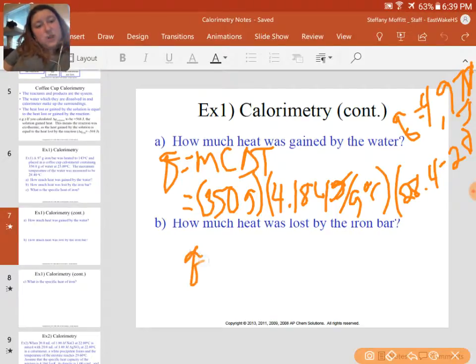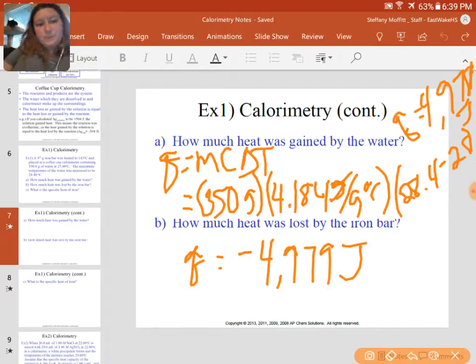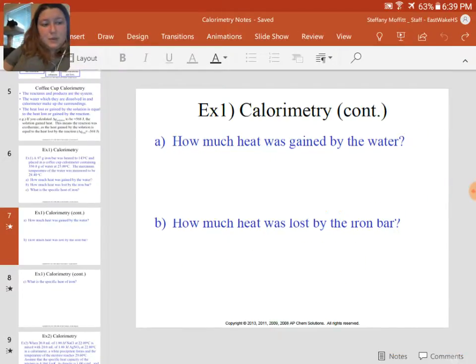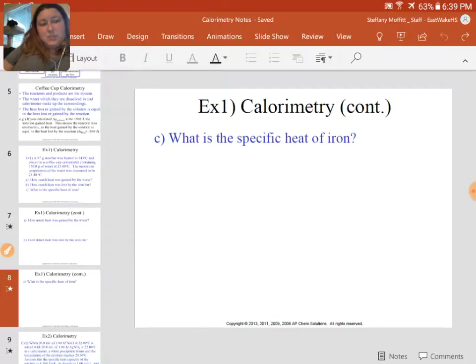It's just the negative of that number. Q equals negative 4,979 joules. Very simple. Then from there, I can move on to what is the specific heat of the iron.